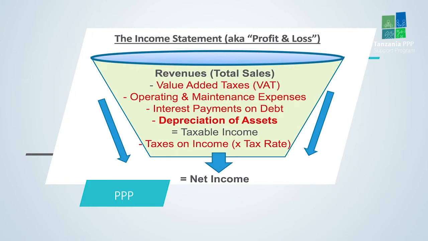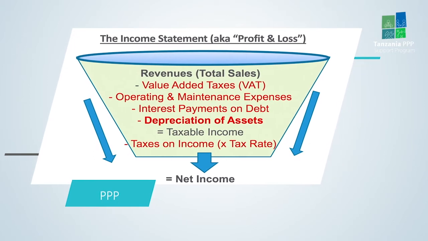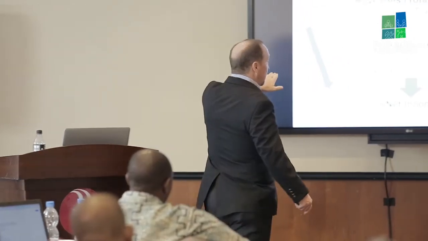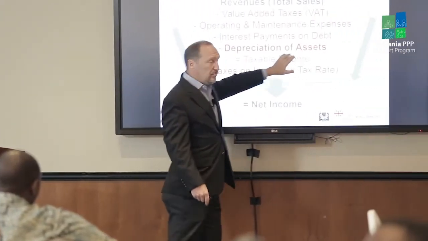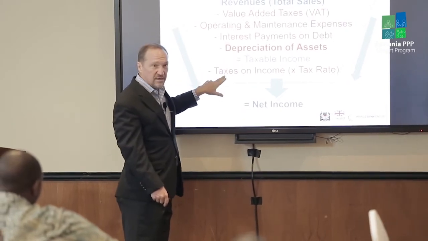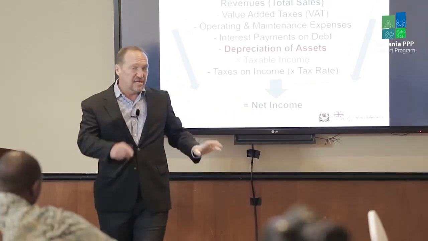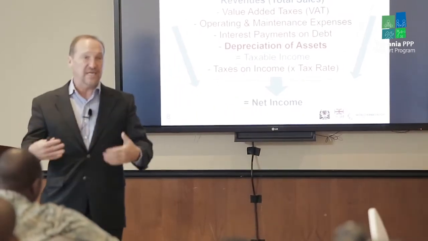That's a cash expense. On the profit and loss statement, do we recognize depreciation? Do we recognize principal repayment? Okay. Then we have our taxable income. We do this to compute our taxable income. We multiply this by the tax rate. What we end up with here is not called net cash flow, it's called net income.